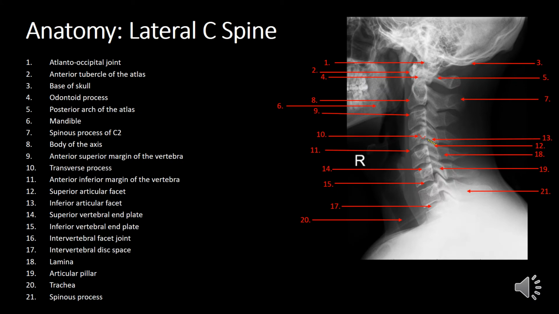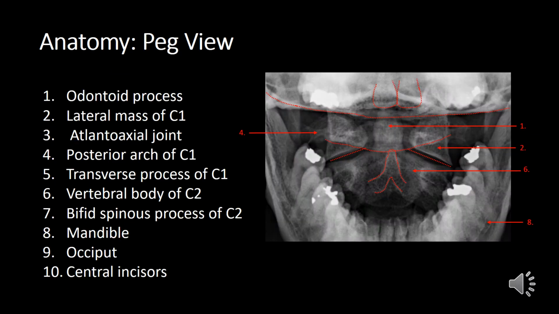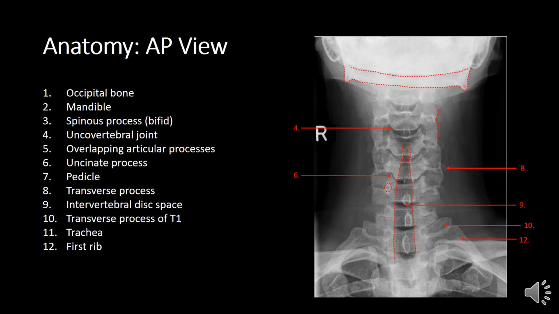Here's a quick slide of the lateral. Just take a few minutes, you may wish to pause the video just to make sure you know where the anatomy is on the radiograph. And here's the AP peg view. Again, you may wish to pause the video or just come back to it later. And then finally the AP. Again, if you wish to pause the video, feel free. Otherwise, just let it run and come back to it later if you need.